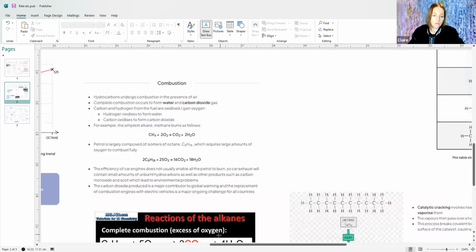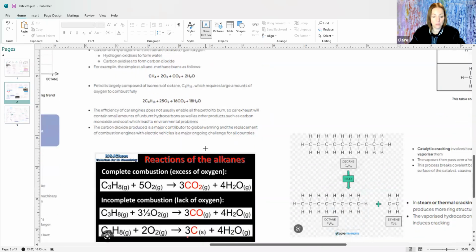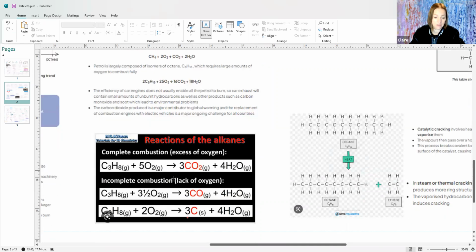Let's go on to combustion. I love combustion. Quite often there is a balanced equation involved with this, and you need to know your products. Know the typical equation for combustion of alkanes, and it is your methane gas.